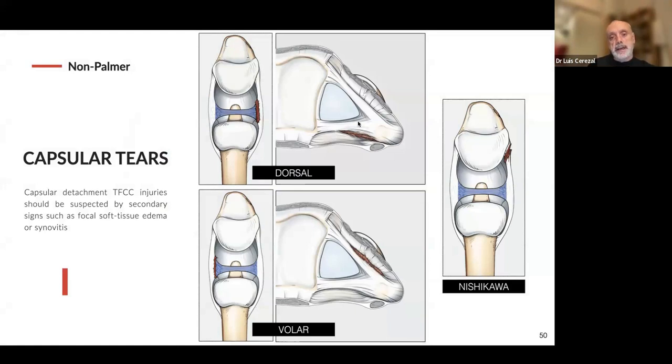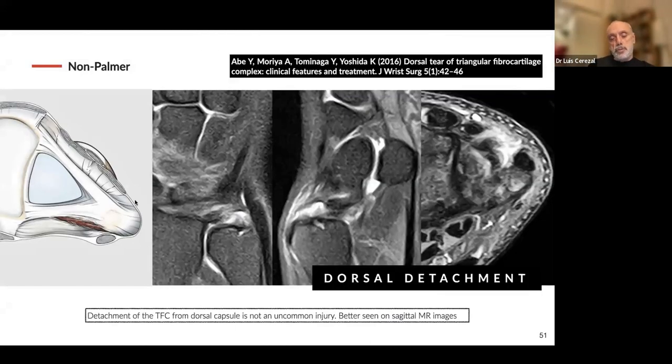And we could have also peripheral non-Palmer tears, most commonly described or systematized by Paco Piñal, as dorsal or volar detachment of the TFC from the dorsal or volar capsule respectively, and also including the Nishikawa lesion, a carpal detachment of the ulnocarpal ligaments and meniscus homologue from the dorsal triquetrum. The most common of these non-Palmer injuries is the dorsal detachment of the TFC. This is a peripheral, very well-known injury that is really common, but I think most radiologists don't know this injury very well, but it is a very common injury.